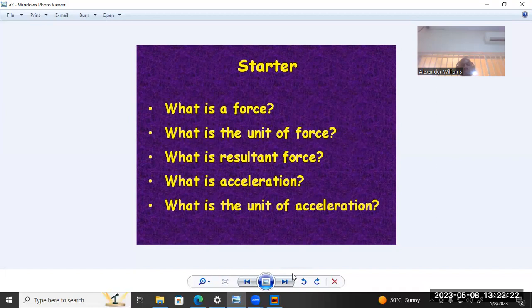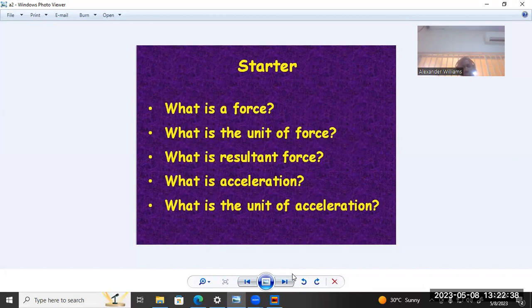What is resultant force? Is anyone there who can tell me what is resultant force? Kelvin, I get what you say. A single force obtained from the combination of two or more forces added vectorially. That's great. Let's move ahead.